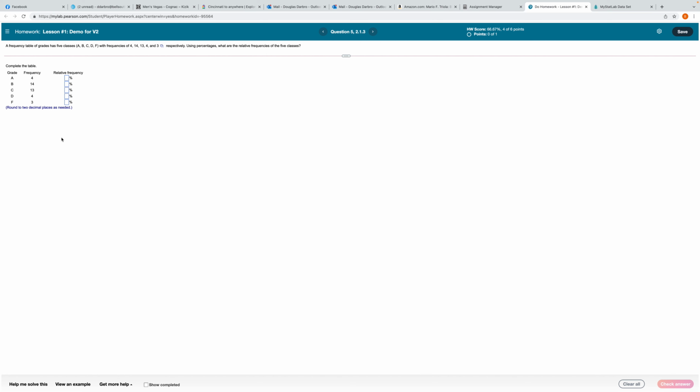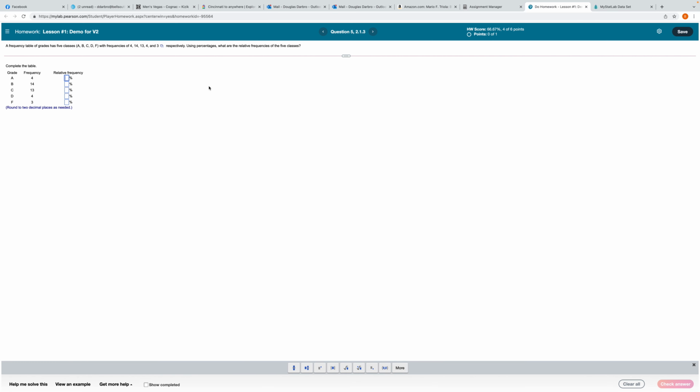And I get 0.105263. And it wants us to round to 2 decimal places. So there I would put 10.53. Notice the way that I rounded there, right? I have 0.1052, but because that fifth digit is 5 or bigger, I would round appropriately. Next thing I would do is 14 divided by 38. So 36.84.